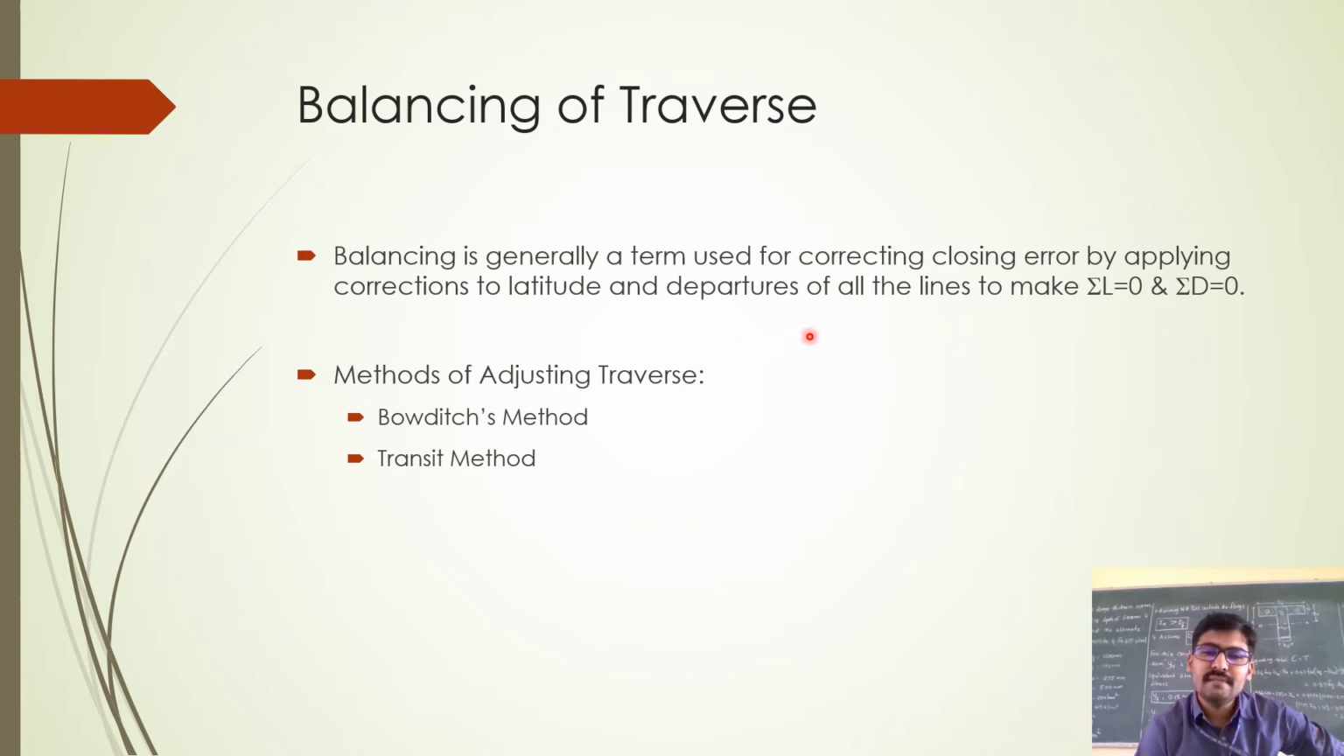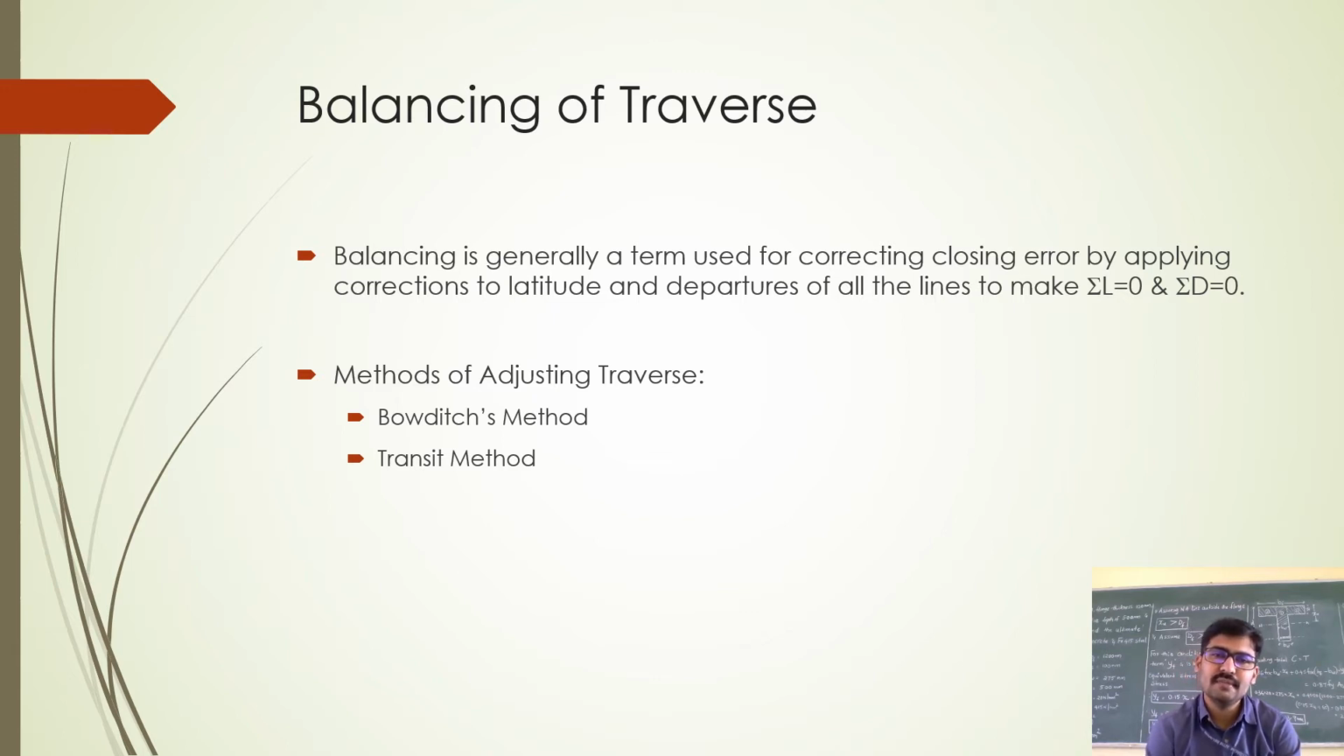So there are methods to rectify or to balance the traverse. How to correct the latitudes and departures of all the lines when you know that summation L is not equal to 0 or summation D is not equal to 0? When you know that there is an error, how do you correct that? So there are 2 methods. The first method is the Bowditch method and the second method is the transit method.